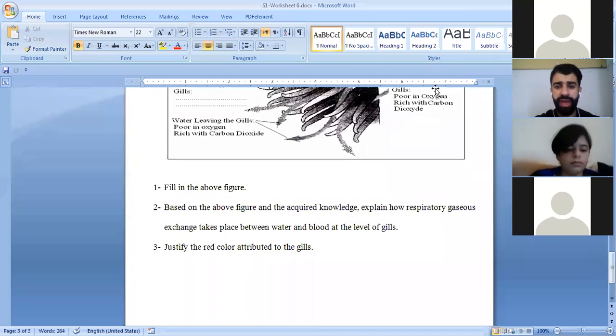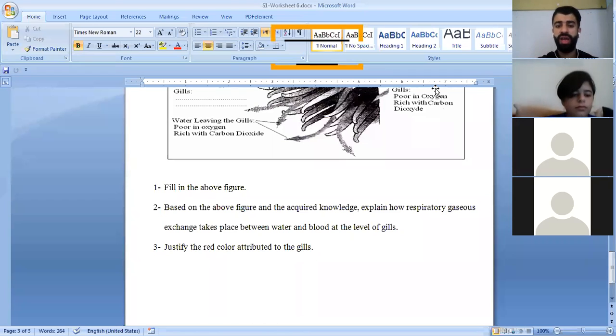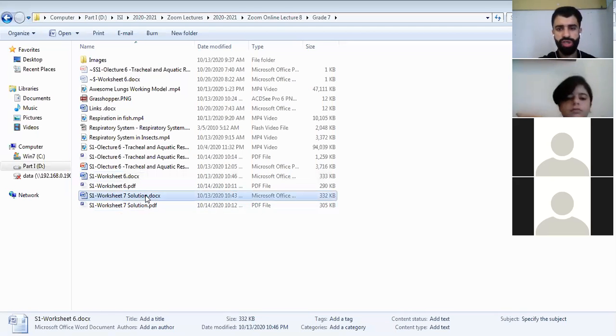Based on the above figure and the acquired knowledge, explain how respiratory gas exchange takes place between water and the blood at the level of the gills. And number 3, justify the red color attributed to the gills. We said that the red color attributed to the gills is due to the numerous blood vessels. So now we're moving to the solution of this worksheet. We are going to look at the solution and then move to the notes at the end of the session.